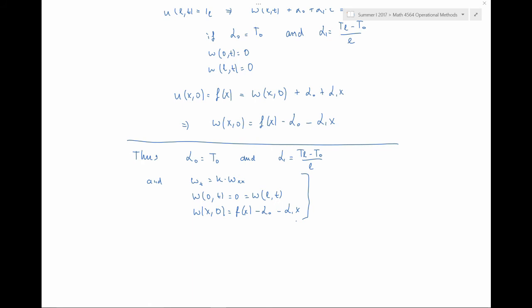And here comes the question. Do I have to have f of x agree with the endpoint temperatures that I'm prescribing? And the answer is not really.